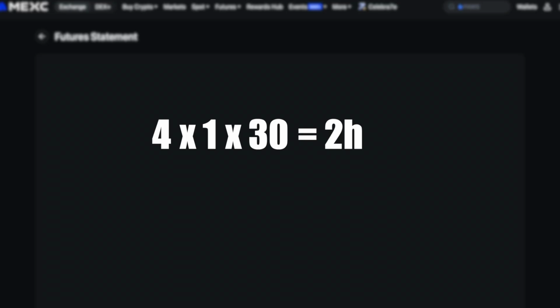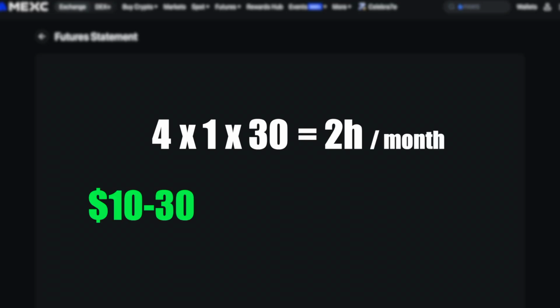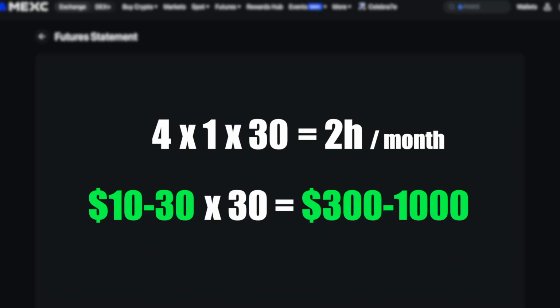Simple math. If you make 4 trades a day, each taking 1 minute, that's just 2 hours of trading funding rates per month. And if you earn $10 to $30 per day on funding, your monthly income will be $300 to $1,000, with a deposit of just $100 to $150.